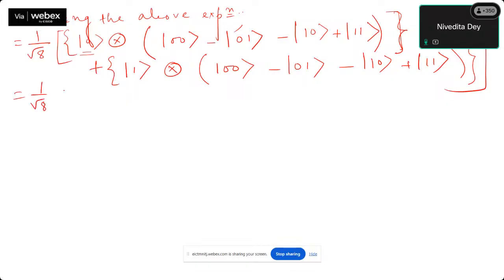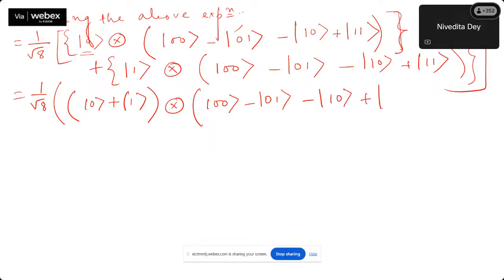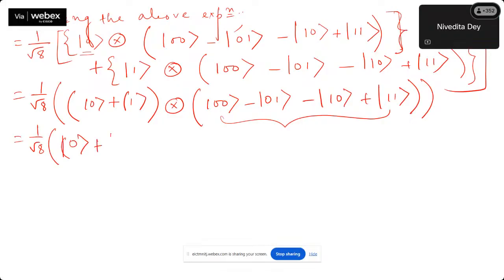So that means we can write it in this way, ket 0 plus ket 1, because this is the first output, right? So we cannot take the whole big expression as the first one. So this is ket 0 plus ket 1, and this one is again 0 0 minus 0 1 plus 1. Now again we will rewrite it with respect to this one. So this is ket 0 plus ket 1.